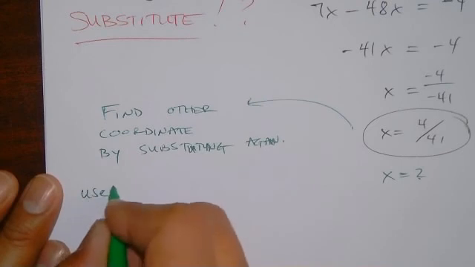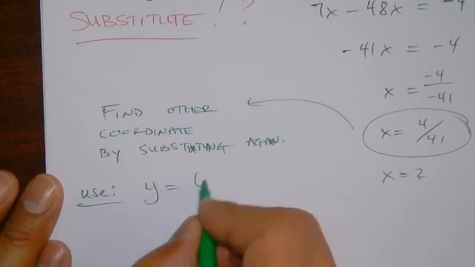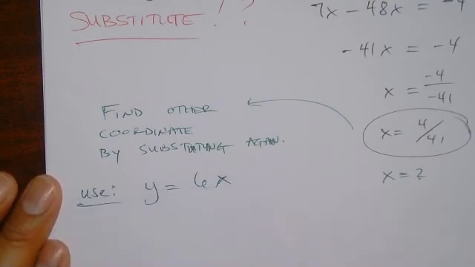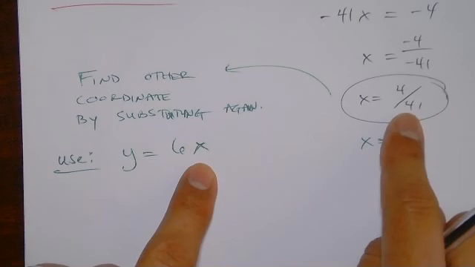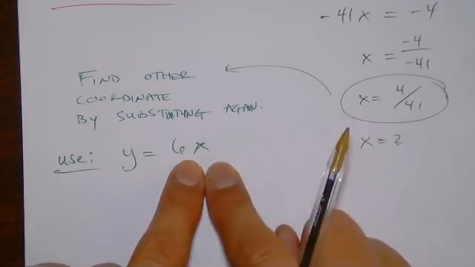Here's where you got to look at these two, and you're going to use the easier one. Okay, so I'm going to choose this one. I'm going to use y is equal to 6 times x. That's the easier of the two. How are you going to get the answer for y?